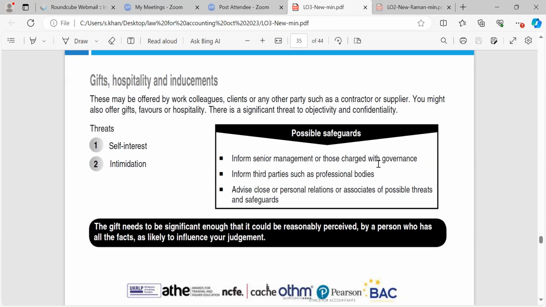The gift needs to be significant enough that it could be reasonably perceived by a person who has all the facts as likely to influence your judgment. What do you think that means?